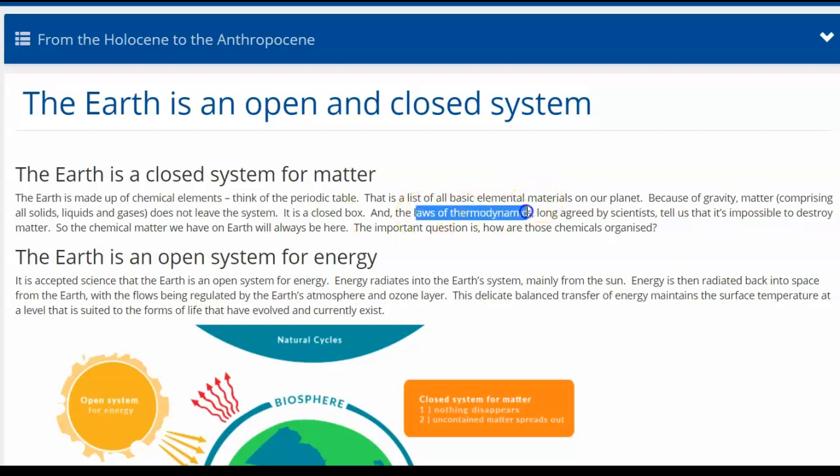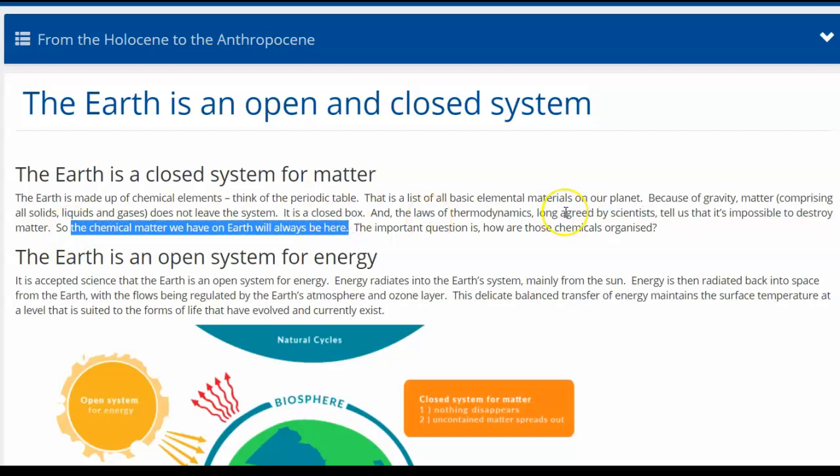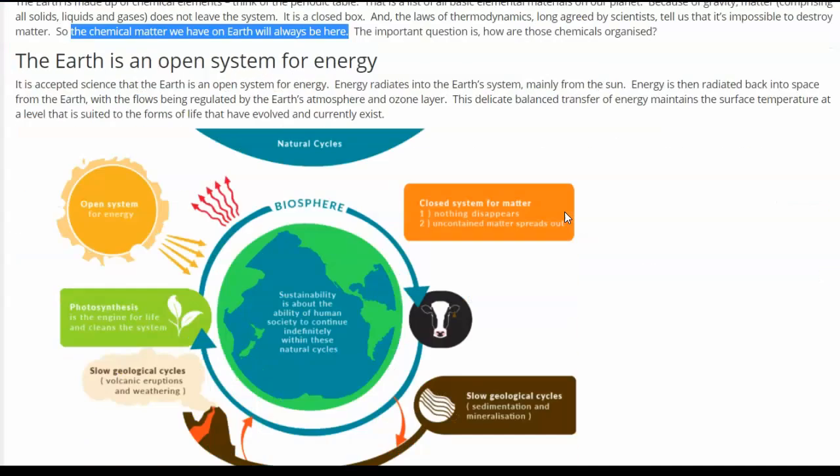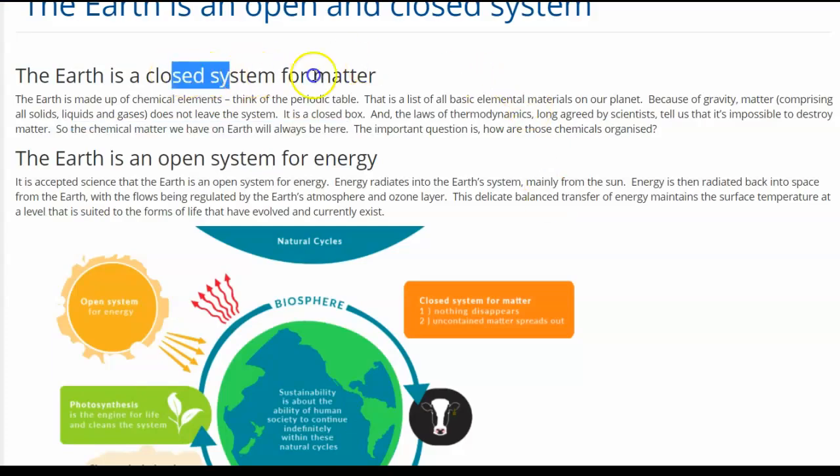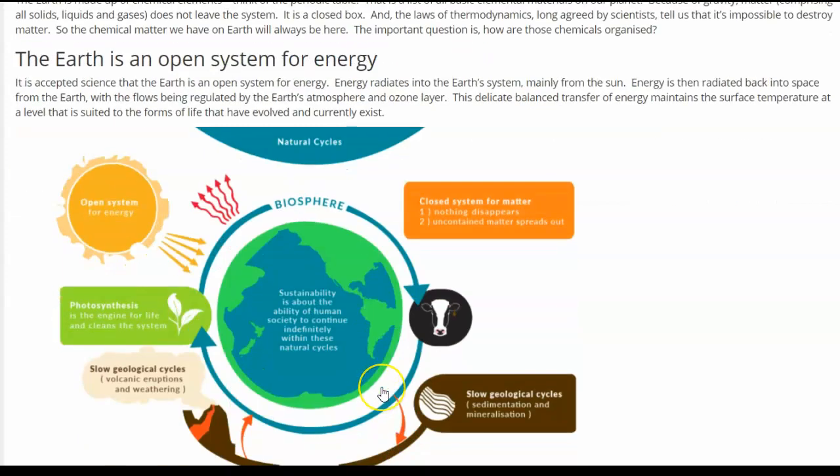And the laws of thermodynamics, long agreed by scientists, tell us it's impossible to destroy matter. So the matter that we have on Earth will always be here. All right, so we have matter on Earth and it's staying on Earth. It's considered a closed system for matter, guys, because of gravity. It just can't leave the atmosphere.